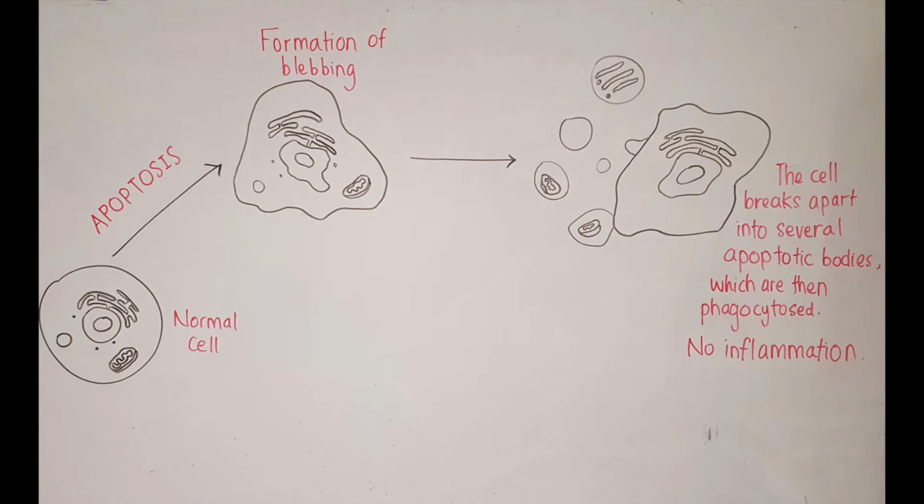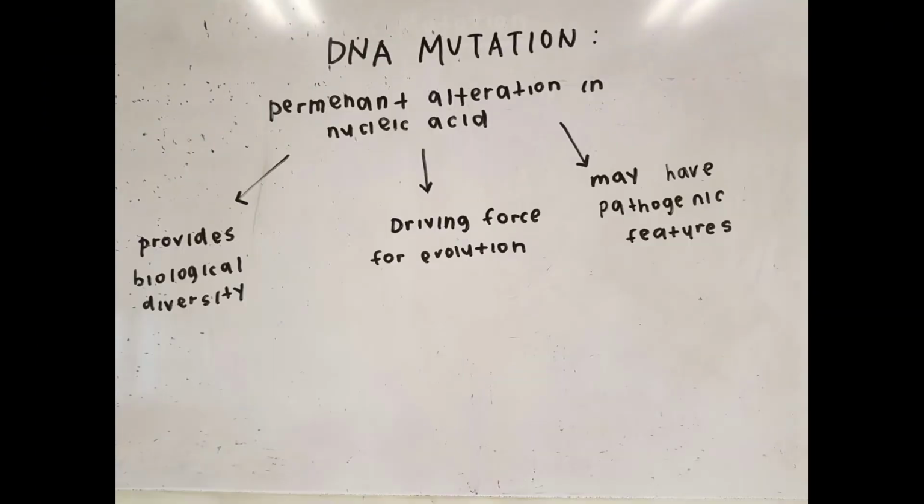There are different pathways and apoptosis mediators. This is different from necrosis, which is self-death due to tissue damage. DNA mutations are permanent alterations to the DNA nucleic acid sequence. They provide biological diversity by creating genetic variation when organisms evolve and adapt to environment changes.